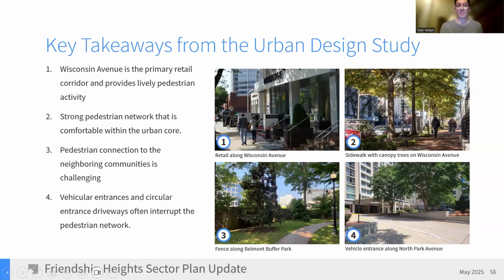Last spring, we completed the Friendship Heights Urban Design Study, which looked at the public realm within the 1998 sector plan boundary that encompassed the urban core. Some of the key takeaways from the study were that Wisconsin is the primary retail corridor within the plan area and provides lively pedestrian activity. There's a strong pedestrian network within the urban core that's comfortable to use. Pedestrian connection to the neighboring communities is challenging though, and vehicular entrances and other circular driveways often interrupt the pedestrian network.